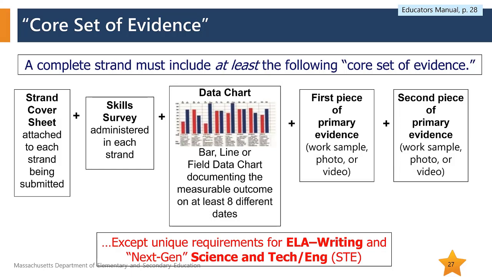So that lovely strand sample that maybe some of you have downloaded or maybe you've seen, that's what we call a core set of evidence. And it's really nice when I'm right in front of you and we can just hold that little thin strand and say, this is all you need for one strand. So you have a strand cover sheet, you have a skill survey, you have a data chart, and then you have 2 pieces of primary evidence that shows student participation. Okay. And I'm going to say it again, you're going to get sick of hearing it, but the unique requirements for ELA and writing is a separate time. So that's not what we're talking about here.